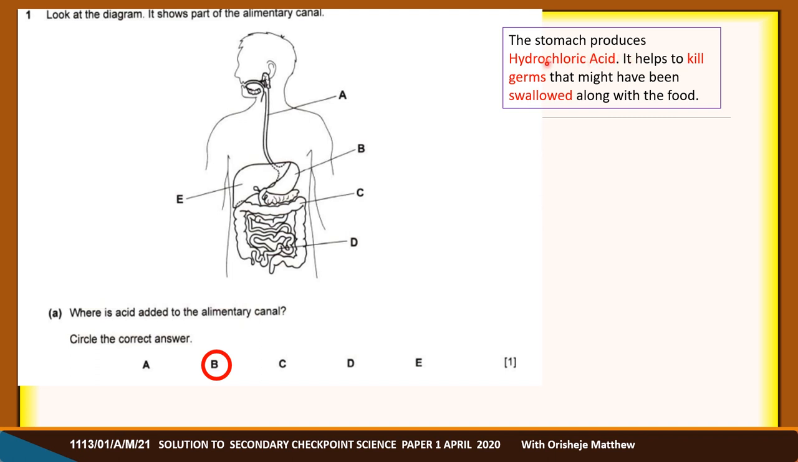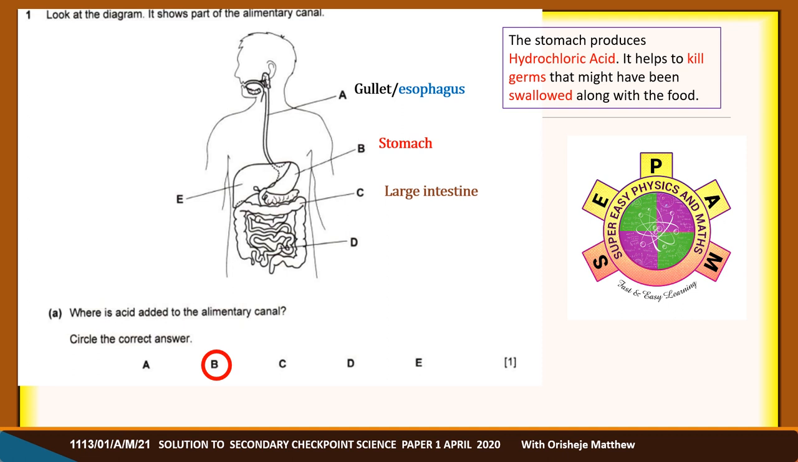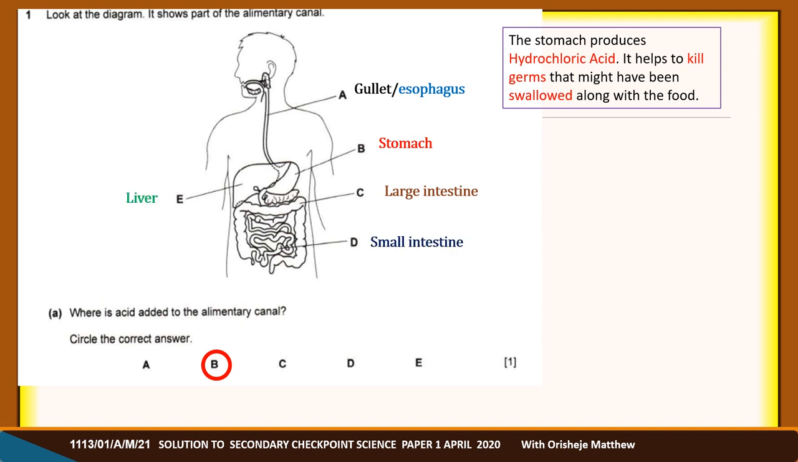The stomach produces hydrochloric acid. It helps to kill germs that might have been swallowed along with the food. A is the gullet or esophagus. B is the stomach. C is the large intestine. D is the small intestine. Then E is the liver.